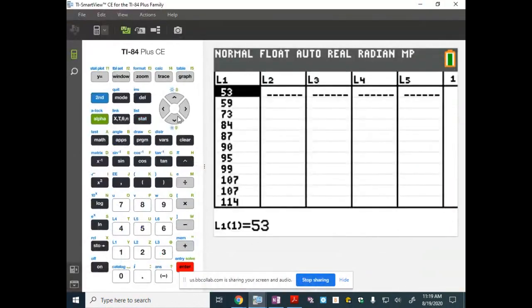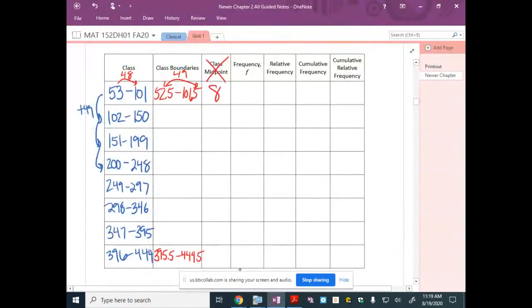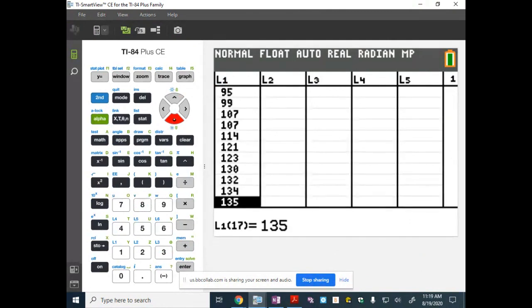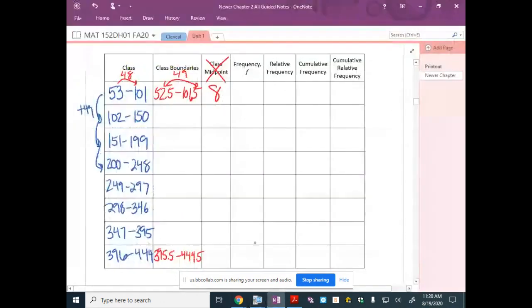So for 53 to 101, we have 1, 2, 3, 4, 5, 6, 7, 8. We have 8 in that first group. Now we are going to have 8 groups here. 102 to 150. 1, 2, 3, 4, 5, 6, 7, 8, 9, 10, 11, 12, 13, 14, 15. 15.